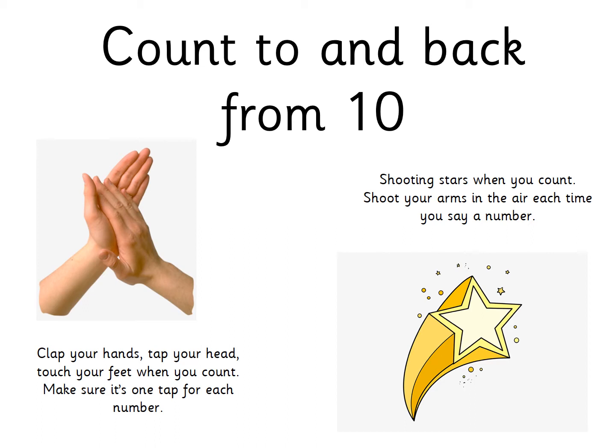Okay, let's do shooting stars. We'll count forwards. 1, 2, 3, 4, 5, 6, 7, 8, 9, 10. And let's do rolls backwards starting from 10. 10, 9, 8, 7, 6, 5, 4, 3, 2, 1. Well done for joining in.